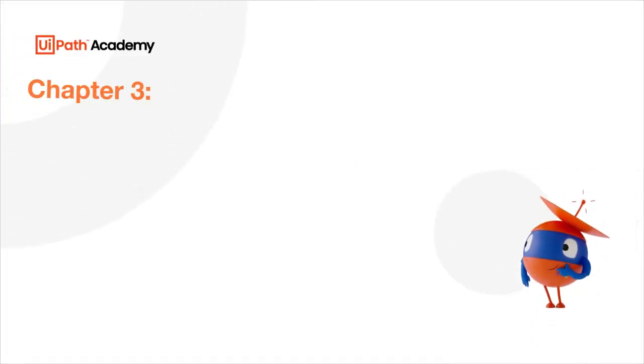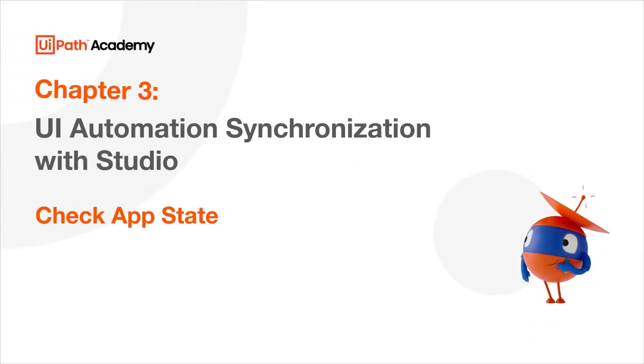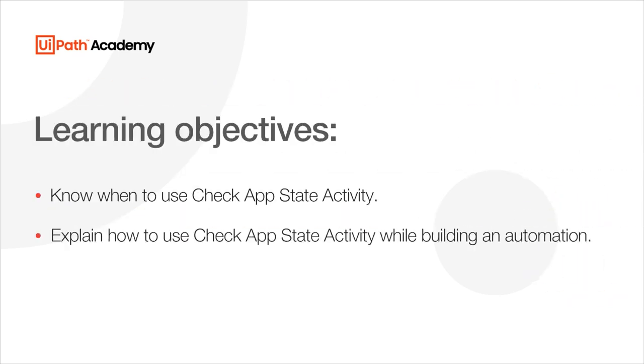Hello and welcome to this demo where we'll learn how to use the check app state activity while building automation processes. We'll add this functionality to an already built project to check the state of the DoubleUI application. Our first step is understanding what the check app state activity is and why it's necessary.